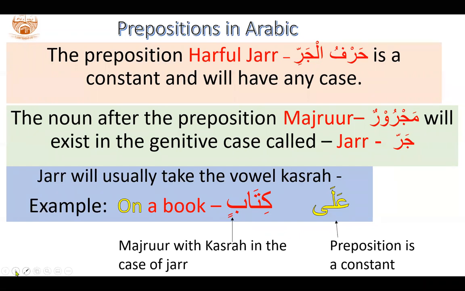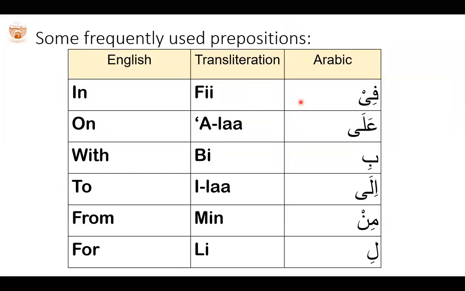So let's look at some other prepositions that we often encounter. We have here the preposition fi. Say after me, fi. What does fi mean? In. So let me ask you, if we wanted to say "in a house," how would we say that? First of all, what is the word for house? Baitun, a house. If you want to say "in a house," we'll therefore say fi baitin. And we apply kasra. Fi is a preposition or the harf jar. The noun that follows it is called majrur. And the case that it applies upon it is jar. What does jar take? Kasra. So we'll say fi baitin.